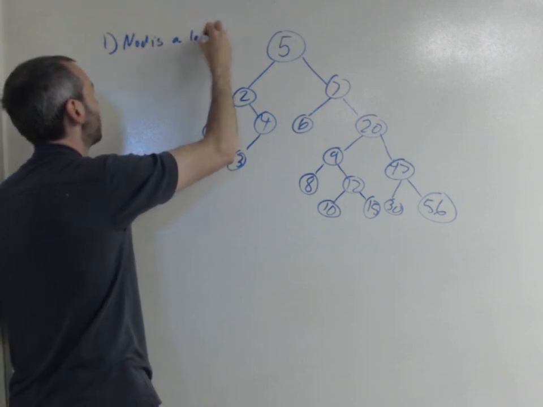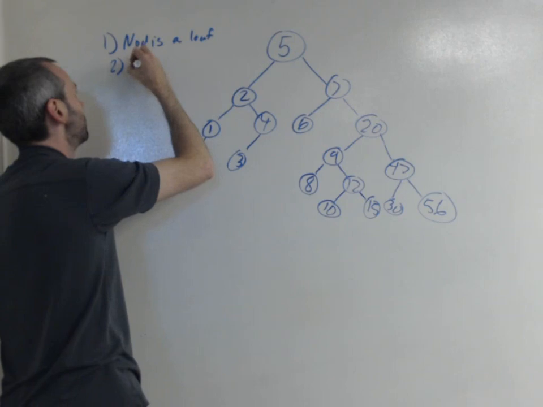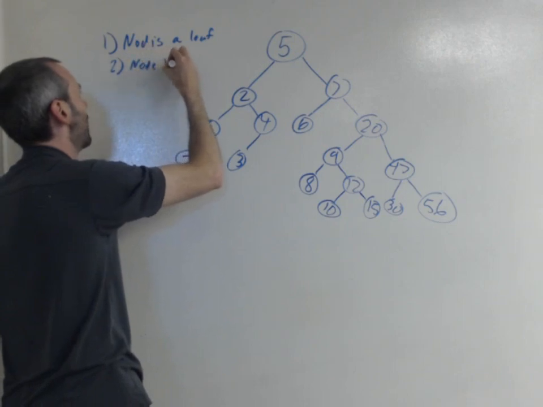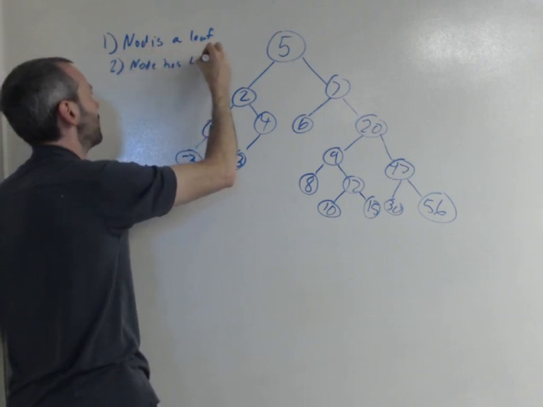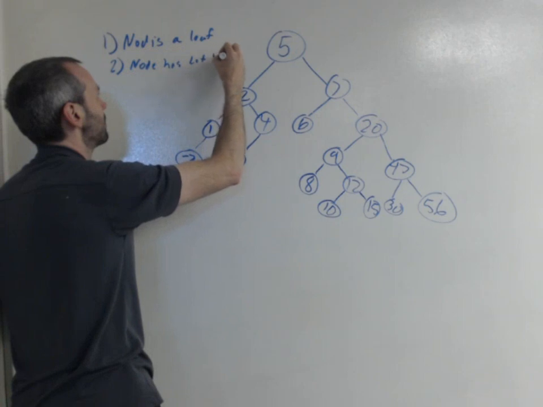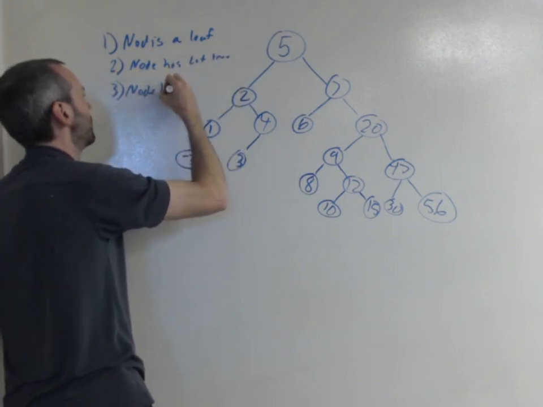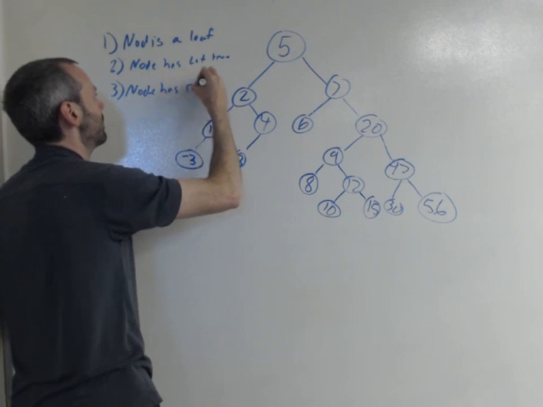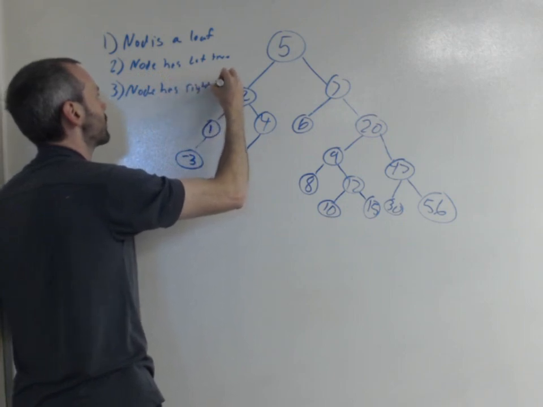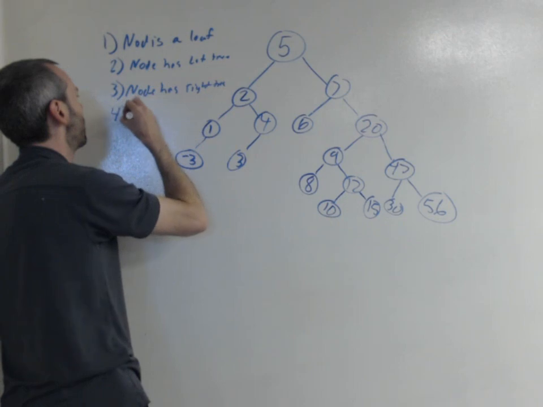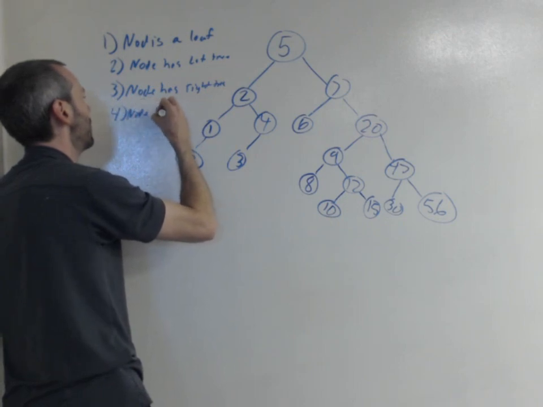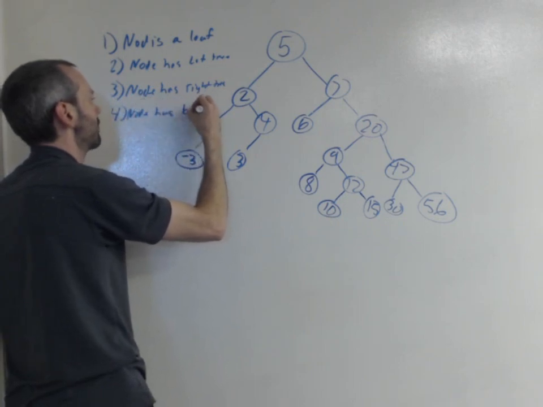1, node is a leaf. 2, node has left tree. 3, node has right tree. And 4, node has both.